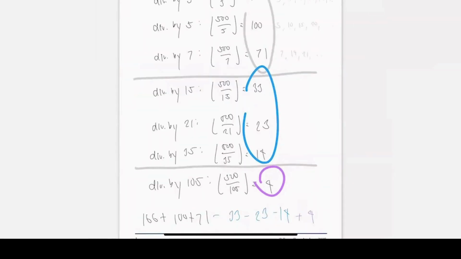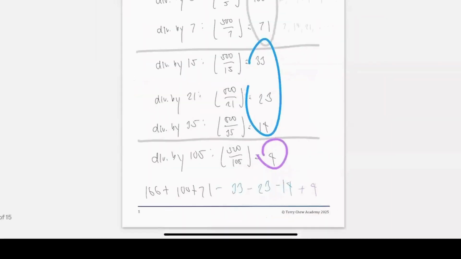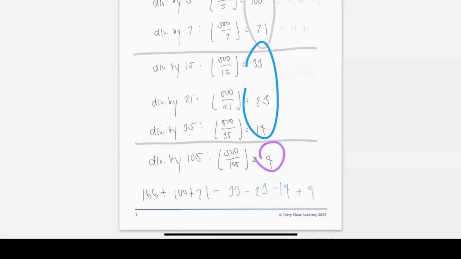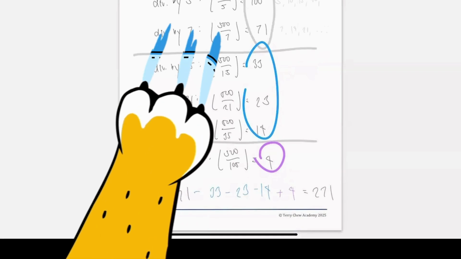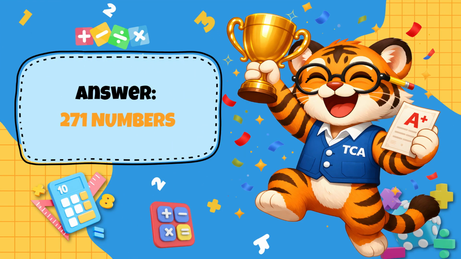Where is the answer? Oh yeah. Shoot, I forgot to add it. It's 271. My answer is in the chat. Yeah, your answer is right. The answer is 271 numbers.